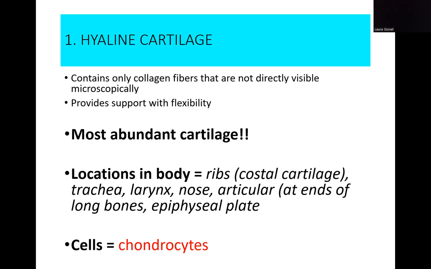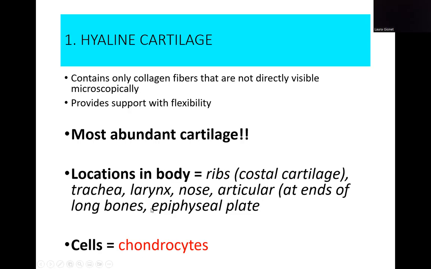It's the most abundant cartilage in the body. It's where all of our long bones originate from, what's called a hyaline cartilage blob of tissue. Essentially, I'll show you what it looks like later. So it's very common. Locations in the body include the ribs, and technically the ribs are bone. We're really talking about the costal cartilage, the cartilage that attaches the ribs to the sternum. The trachea, larynx, nose, articular ends of bones, and the epiphyseal plate.